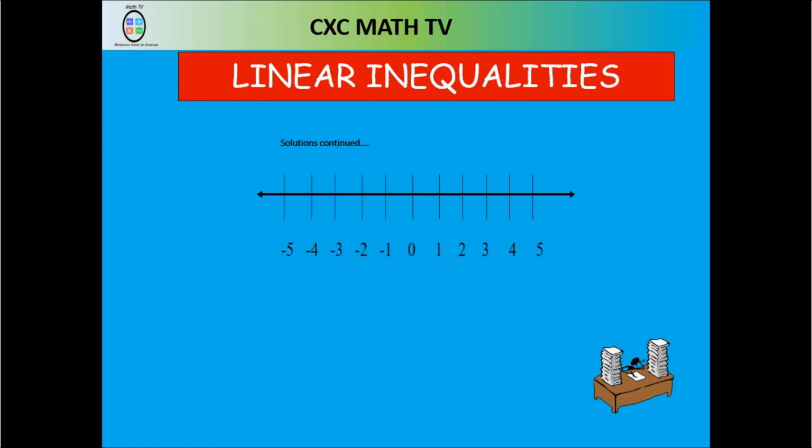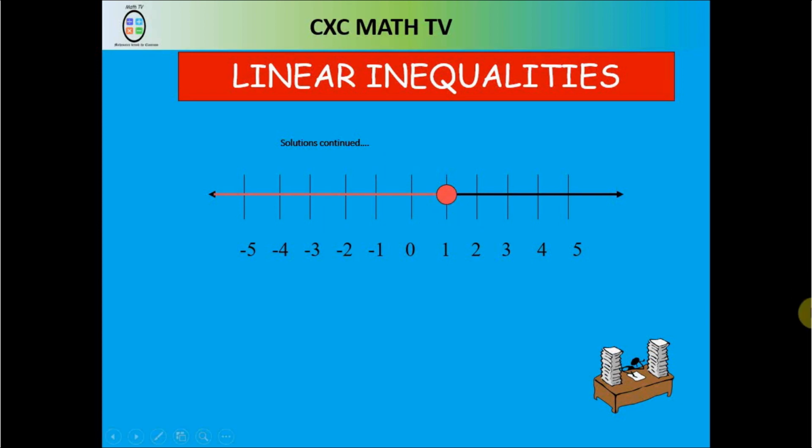Let's continue. Look at this now. Big difference. This time we put a shaded dot. Notice this is shaded. Let's say the arrow is going to the left. So we're looking at numbers less than 1, but because it is shaded, we write all the numbers less than or equal to 1. Once it's shaded, it's less than or equal to. That would represent x less than or equal to 1.